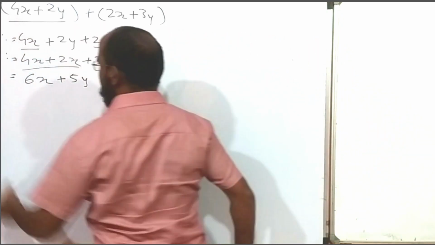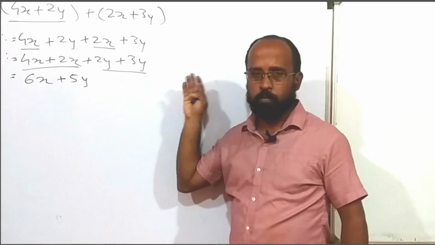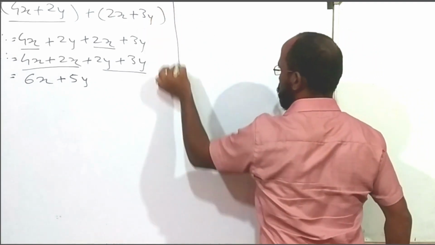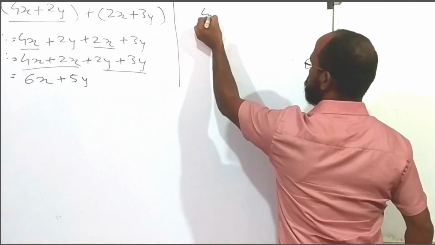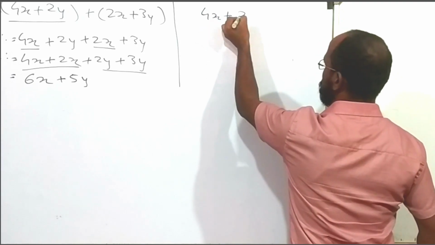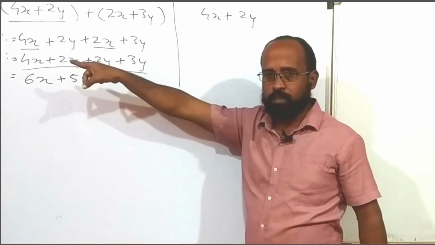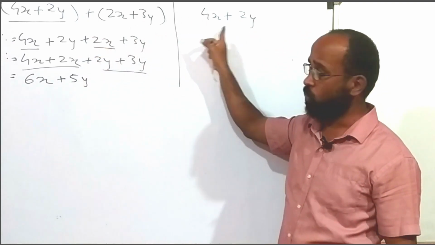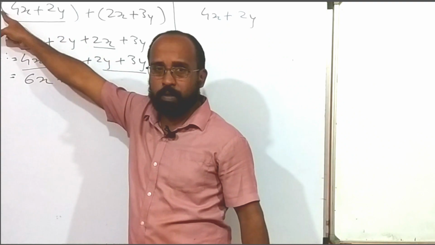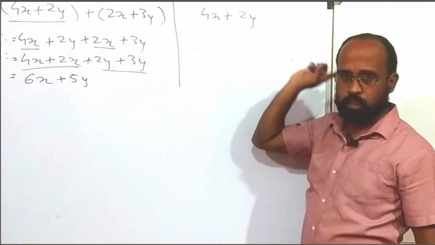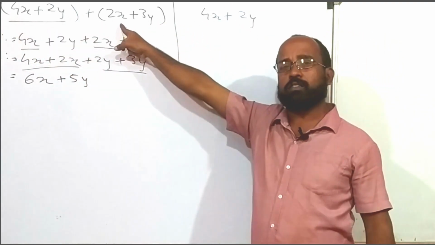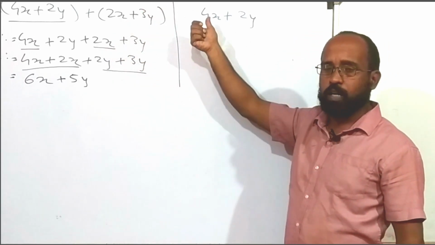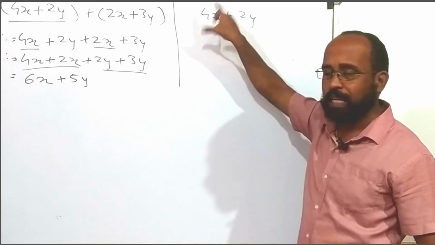There is another method of writing this. All this I have performed horizontally. There is a style of writing it vertically also. How? Suppose the first expression is 4x plus 2y. Then write the next expression. See, I have removed the brackets here. The symbol outside the bracket is plus, so without changing the symbol, I wrote the terms. Write the next expression also by removing the bracket, but arrange the like terms vertically, one below another.